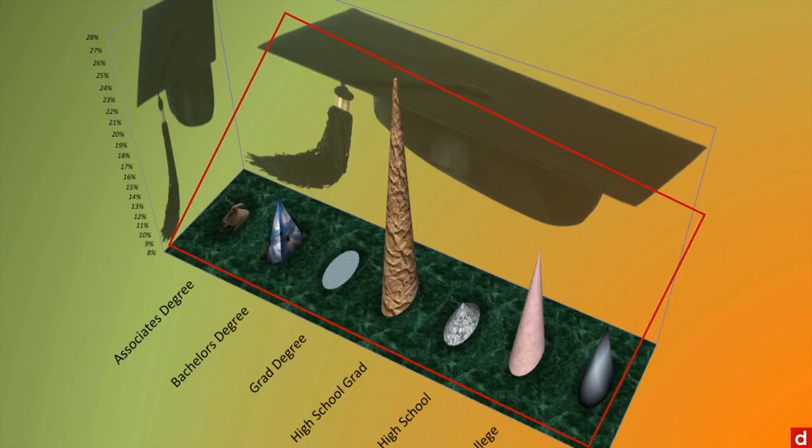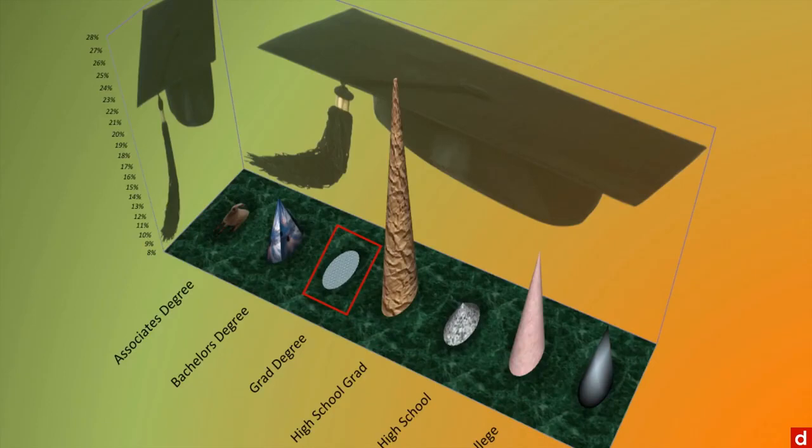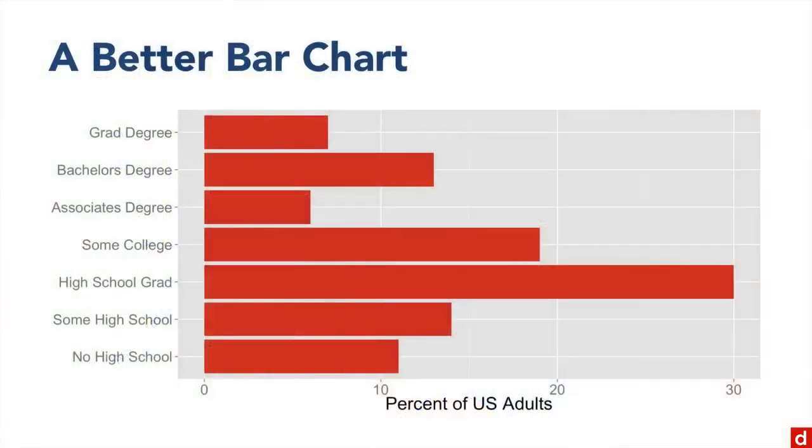And it's only made worse by the colors and the textures. You know, if you want to take an extreme, this one for grad degrees doesn't even make it to the floor value of 8%. And this one for high school grad is cut off at the top at 28%. And this, by the way, is a picture of a sheep, and people do this kind of stuff, and it drives me crazy. If you want to see a better chart with the exact same data, this is it right here.